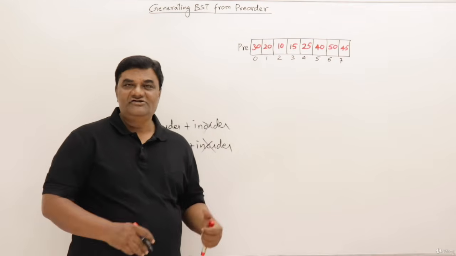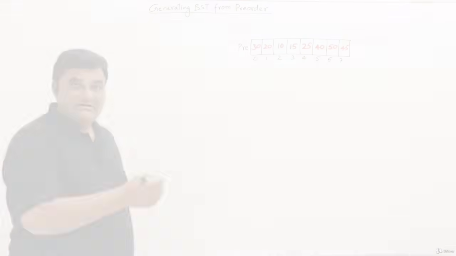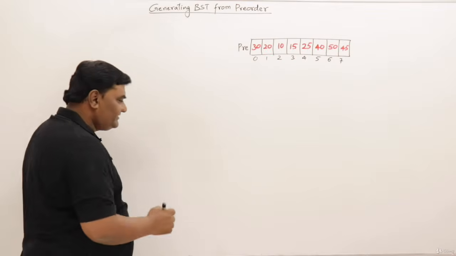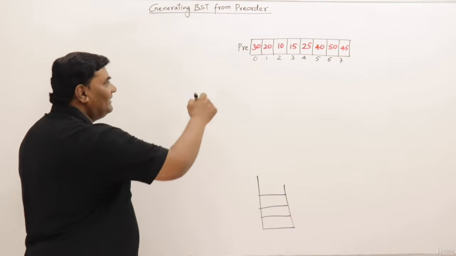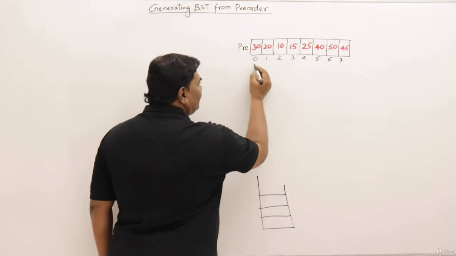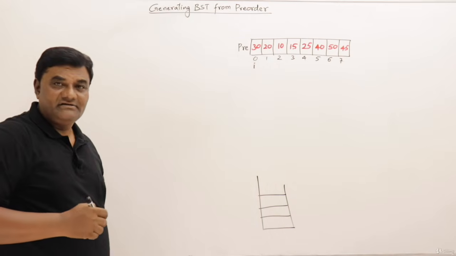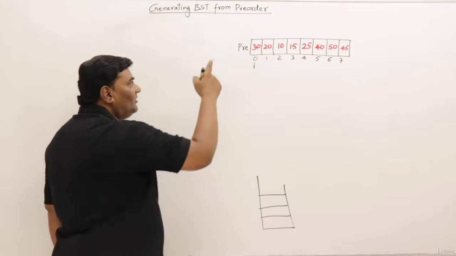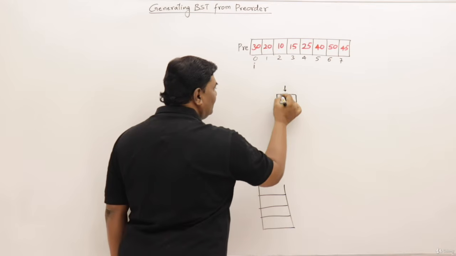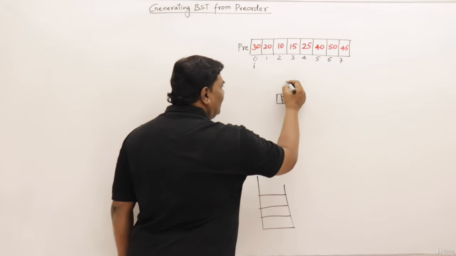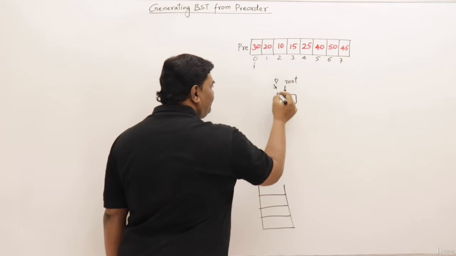Let us see how we can generate a binary search tree just using pre-order traversal. Let us create a binary search tree. For this procedure, I need a stack. So I'll take a stack. Let us start. Scan through this pre-order by taking one element at a time. Right now we are at the first element, that is pre of 0. So for the very first key, create a node. Create it and make root point to it, and also take some temporary pointer p pointing to it.